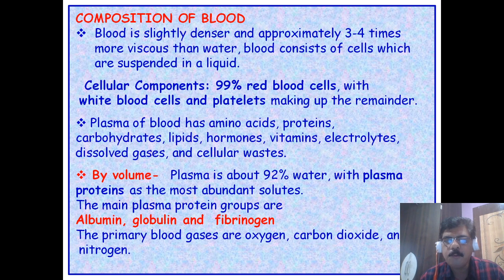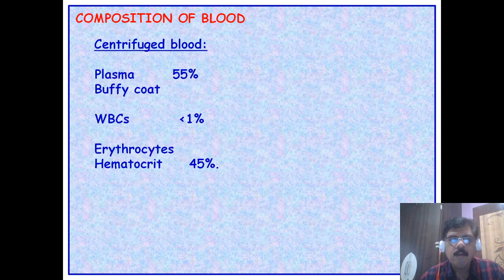The main plasma proteins are albumin, then globulin, and the third one is fibrinogen, which is required in blood coagulation. The primary blood gases are oxygen, carbon dioxide, and nitrogen, which are dissolved in the blood. When we centrifuge the blood, the plasma with the buffy coat is 55%. The WBCs are less than 1%, and erythrocytes or RBCs, which we call the hematocrit, are 45%.